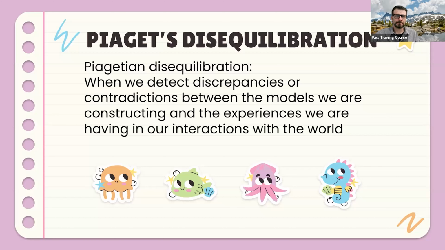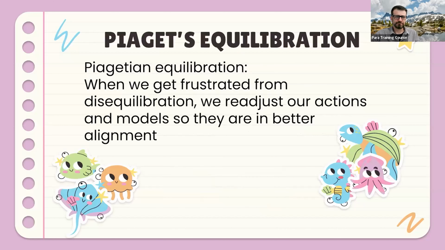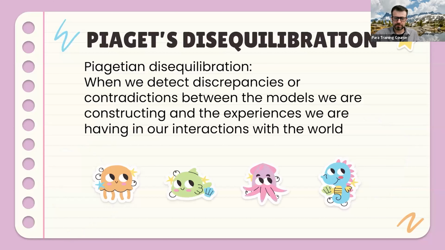Disequilibration. But equilibration is when we get frustrated from disequilibration and we readjust our actions and models so they're in better alignment. So this is kind of the analog of accommodation, right? Whereas disequilibration is linked to assimilation.